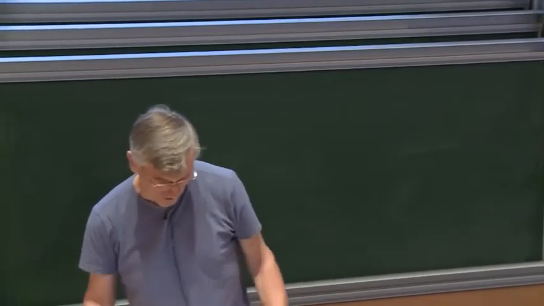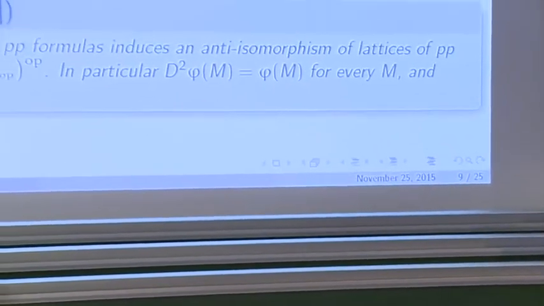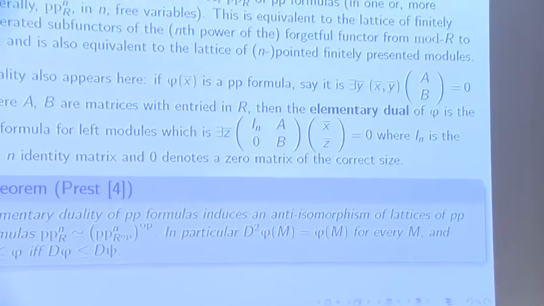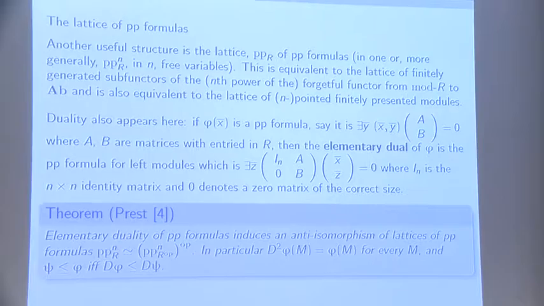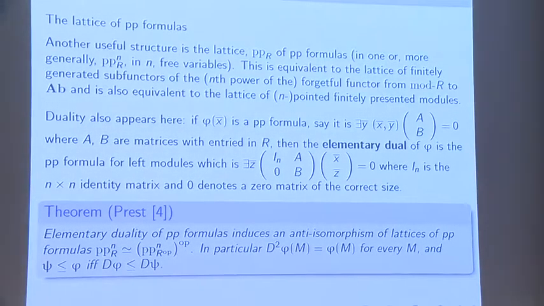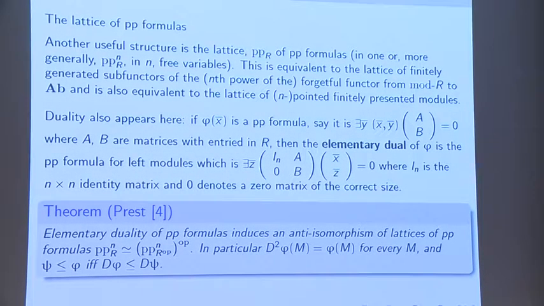Yeah, so the other structure is looking at the ordering in PP formulas. They do form a lattice under intersection and sum. So it's interesting to look at that lattice, and you see the duality between right and left happening there as well.